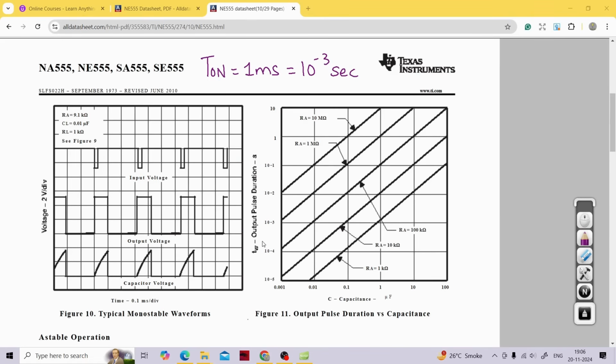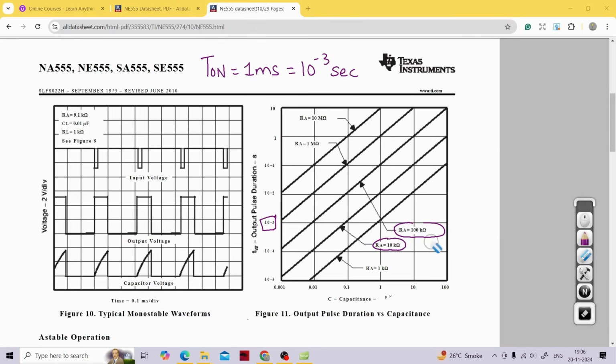Of course you can see it over here. This is 10 raised to minus 5, minus 4, minus 3. So over here it is. And let's say I go with a 10 kilo ohm resistor. If you want, you can go with 100k as well. That is absolutely fine. In fact, you can go with 1k as well. It's up to you, but I'll prefer 10k.